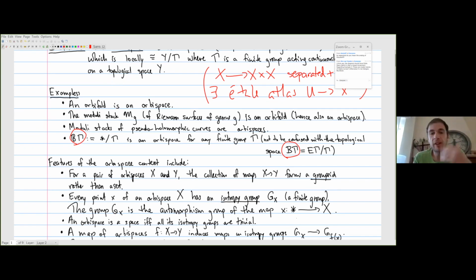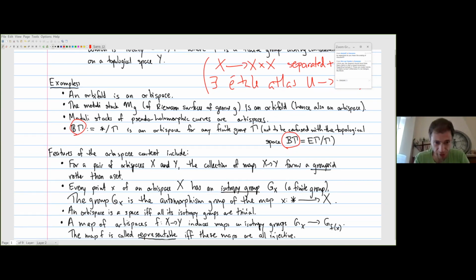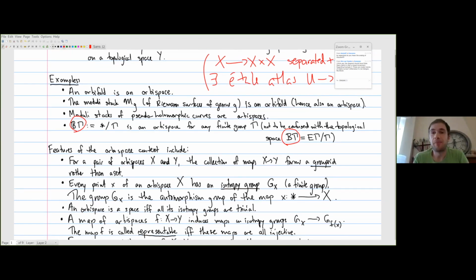Isotropy groups are functorial. If you have a map, it induces a map on isotropy groups. And here's an important definition. A map of Orbispaces is called representable if and only if these maps on isotropy groups are all injective.